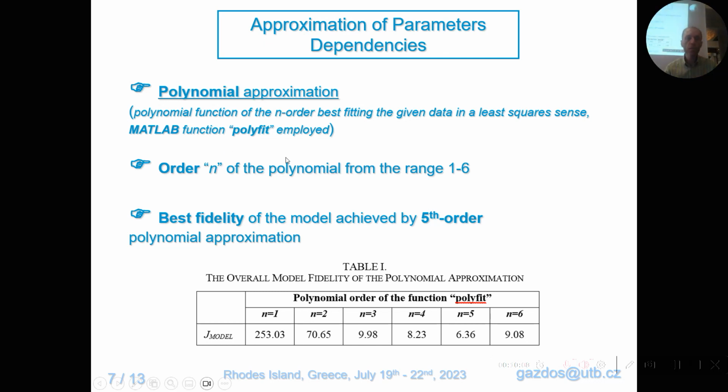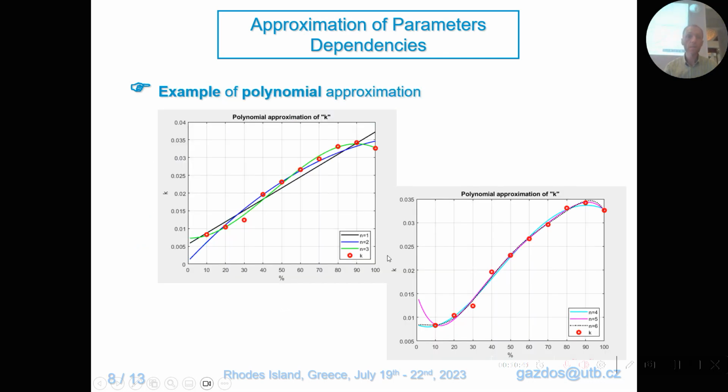The order of the polynomial was chosen from 1 to 6, and the best fidelity of the model was finally achieved by the fifth order polynomial approximation, giving the cost function criterion value like this, which is the smallest one. It means that is the best in this case.